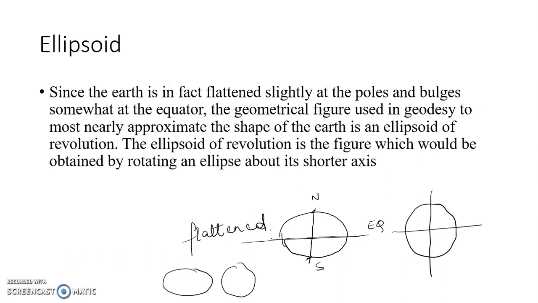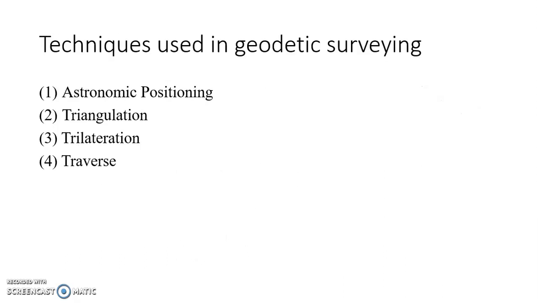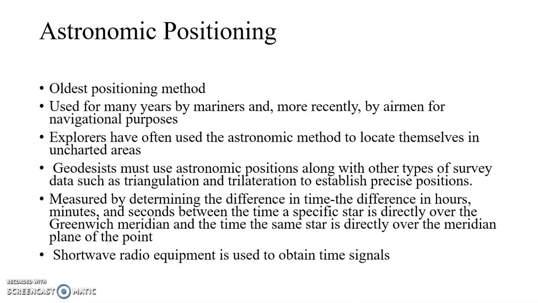What are the various processes? The first process is astronomic positioning. Then we have triangulation, trilateration, and traverse. Some of these terms are already known to you, some are a bit new. So let's understand what is astronomic positioning.